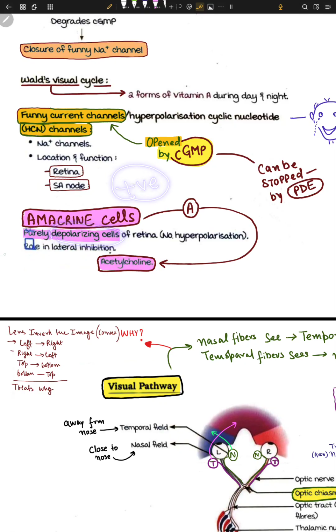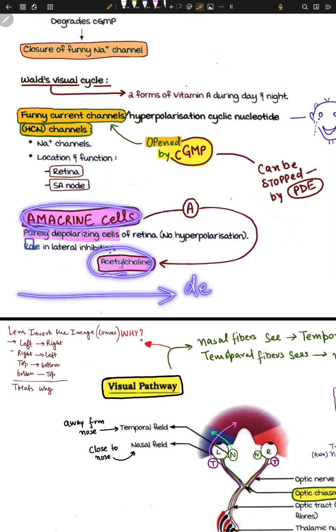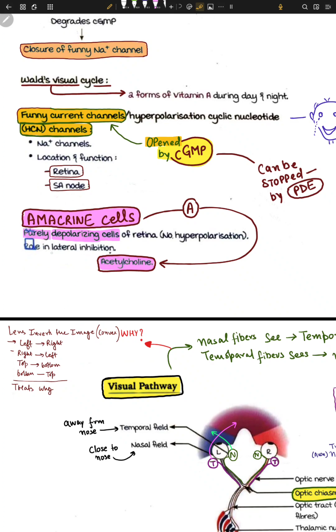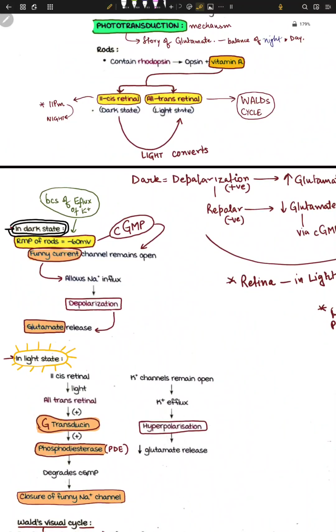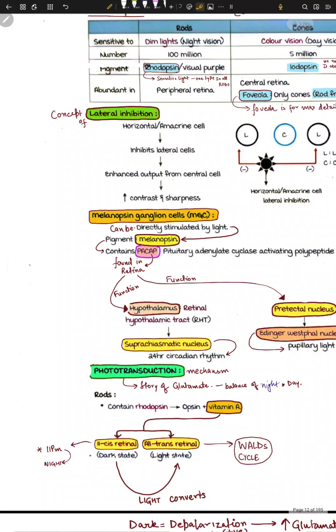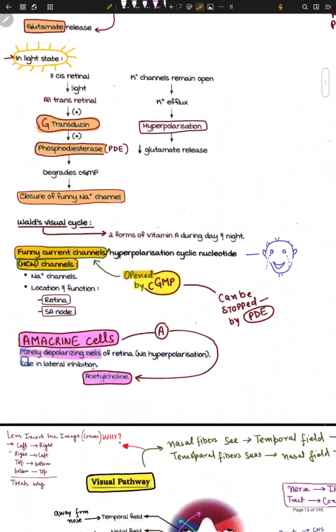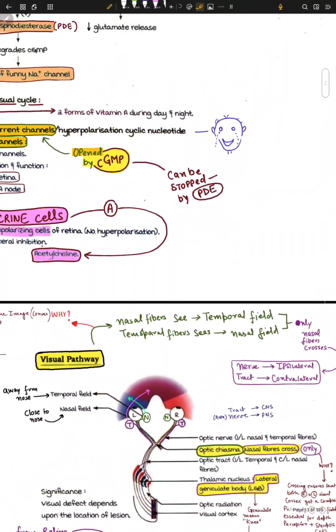Okay, so all of the cells in the retina can go depolar and hyperpolar. They can go positive, they can go negative. But the amacrine cells only go depolar, and they are controlled by acetylcholine as well. Okay, and they are present in lateral inhibition. Two cells are present in lateral inhibition, horizontal and amacrine. So this is very important. Cool, we understand it now.